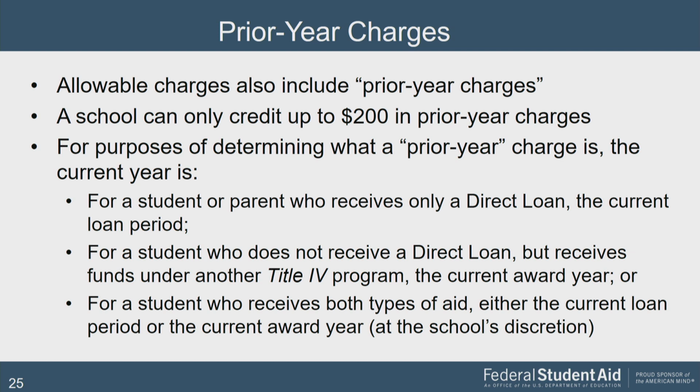So a school can only credit up to $200 in prior year charges. And for purposes of determining what a prior year charge is, the current year is, for the student who receives only a direct loan, the current loan period. If the student does not receive a direct loan but receives other Title IV funds, it's the current award year, or for a student who receives both types of aid, the current loan period or the current award year at the school's discretion. So that determines what that current year is going to be for purposes of determining whether or not you have prior year charges. Okay, Dave.